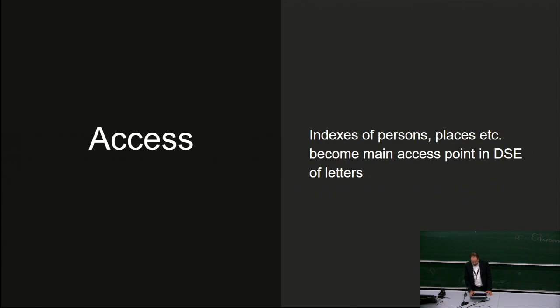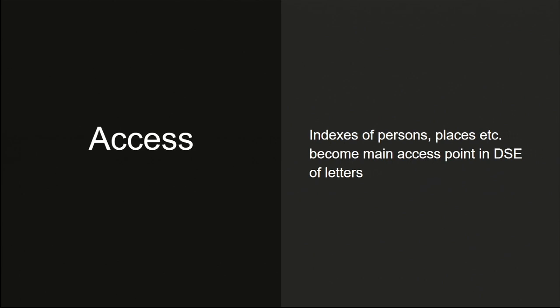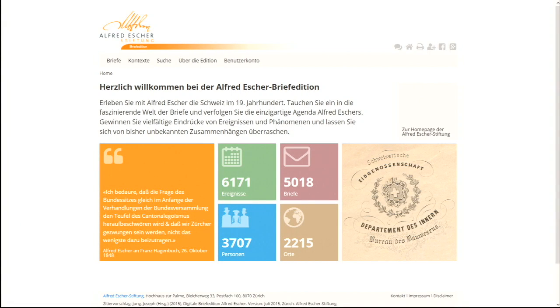A second point of access are the indexes of persons, places, etc. They were already available in printed scholarly editions, of course, but in digital scholarly editions of letters, they become a main access point. As we can see at the Alfred Escher Brief Edition, you find the indexes of events, persons, and places in a prominent place in the center of the home page, besides an access point to the letters directly.